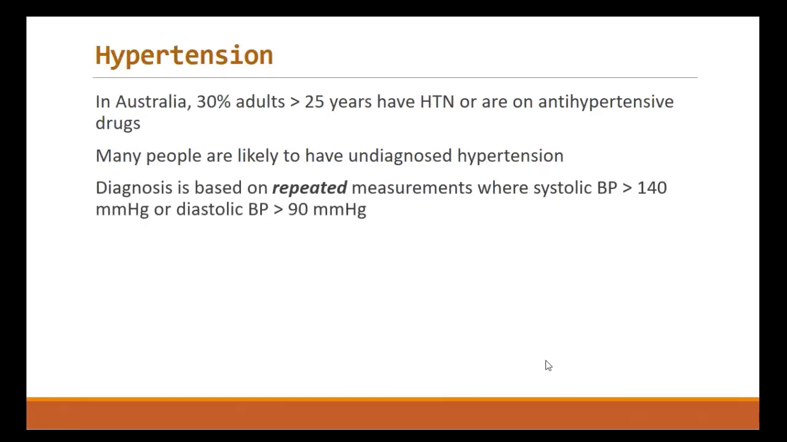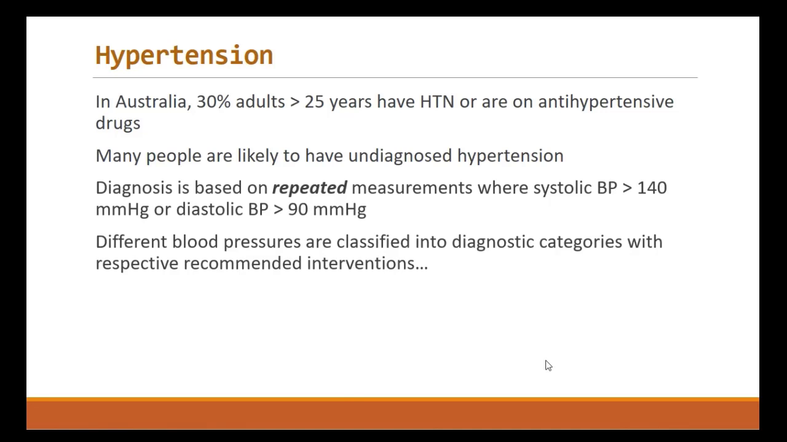How do you diagnose hypertension? It has to be based on repeated measurements. You can't diagnose someone as being hypertensive on one single measurement, right? Because just the apprehension of being tested for blood pressure could increase the blood pressure in the patient. So you can't rely on a single measurement. You need repeated measurements where systolic blood pressure is above 140 millimeters of mercury, or diastolic is above 90 millimeters of mercury. And these readings should be on a different day and at a different time of the day. Repeated measurements before you can label someone as being hypertensive. Different blood pressures are classified into diagnostic categories with respective recommended interventions.